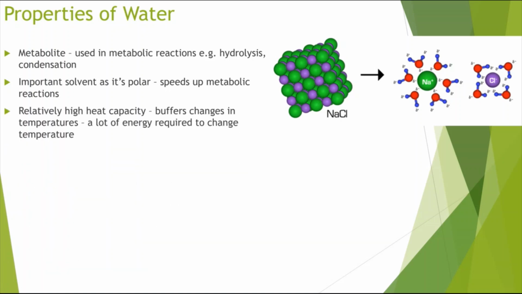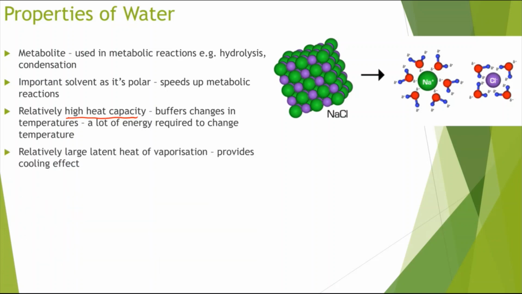And H2O has a relatively high heat capacity, and it buffers changes in temperature. So the H2O molecule requires a lot of energy to change temperature. This is why H2O, for example, is used in water baths, because it keeps the temperature constant. It prevents any sudden changes in temperature from occurring, and that's why it's a good buffer.